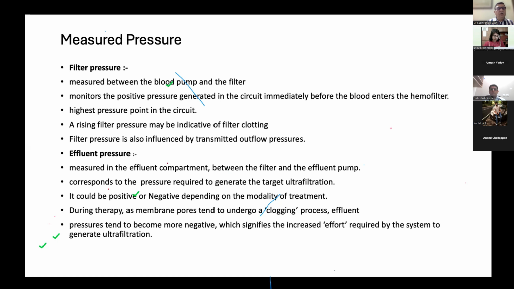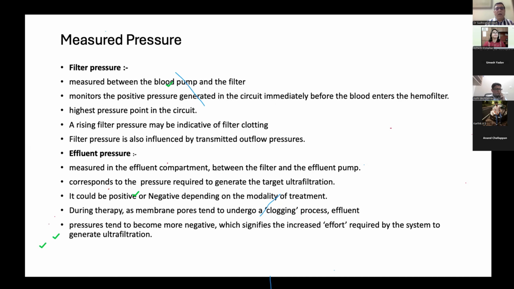And filter pressure is always influenced by the transmitted pressure in the outflow. That is, down below in the red area, if more pressure is generated, that will be reflected in the filter pressure as well. So you have to check the whole circuit beforehand, whether there is any clamp, whether you have not opened the clamp, all those things, if the filter pressure is high. The effluent pressure is basically the ultrafiltration which is happening in the filter itself, and whatever is taken out from the body itself.